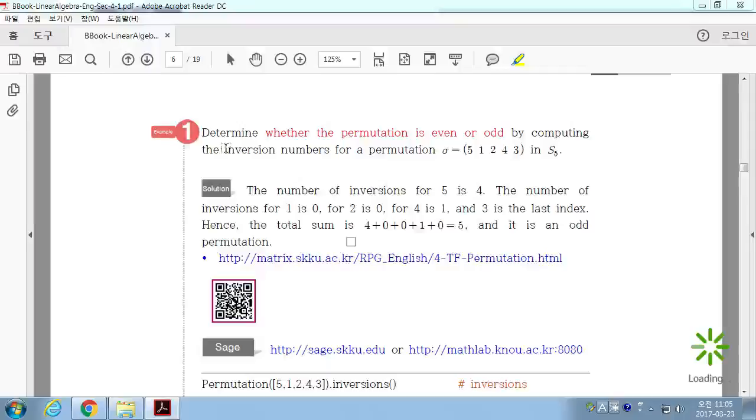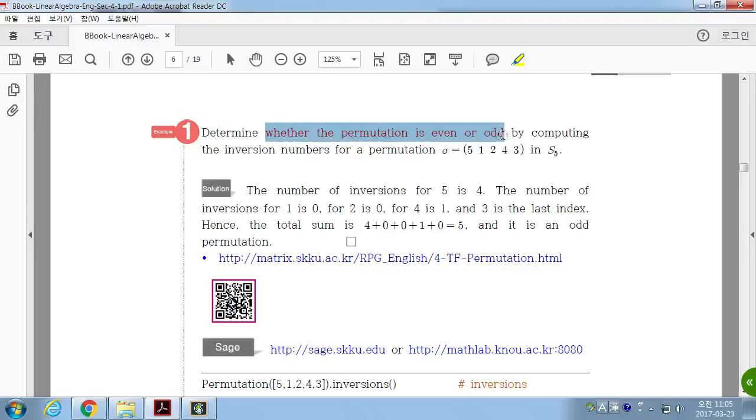Any questions? Okay, so the first example asks us to determine whether the permutation is even or odd by computing the inversion number for the permutation sigma in S5, the set from 1 to 5. This is one permutation that sends 1 to 5, 2 to 1, 3 to 2, 4 to 4, and 5 to 3. So how many inversions does this number 5 have? 5 has 4 smaller numbers on the right. So the inversions are 1, 2, 3, 4. It has four inversions.